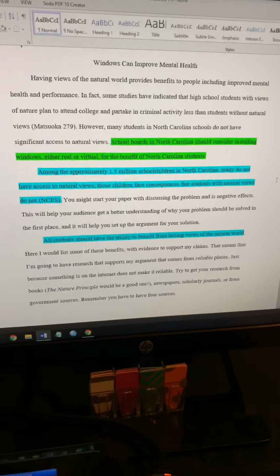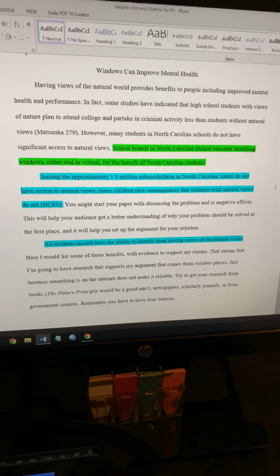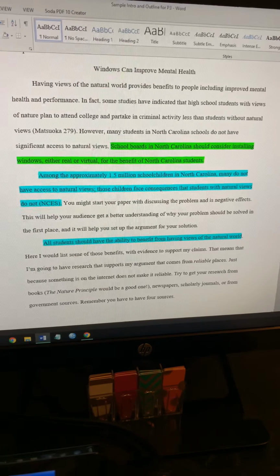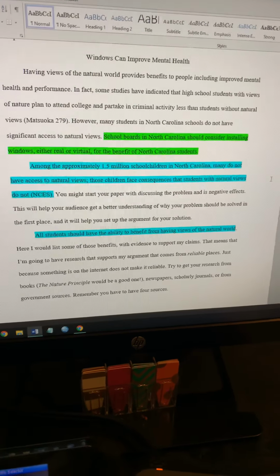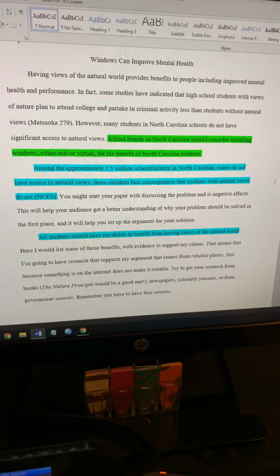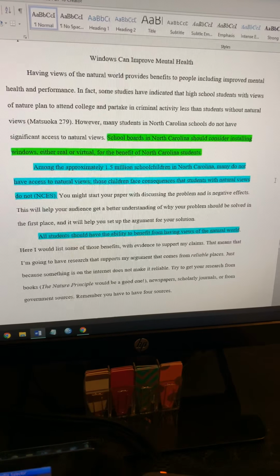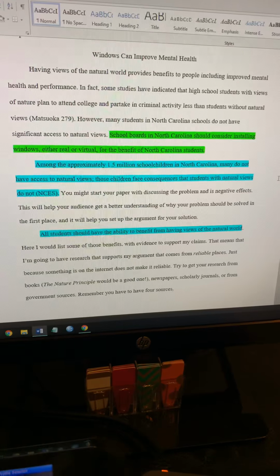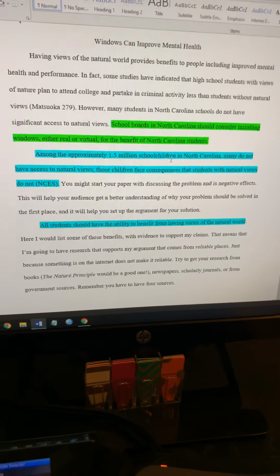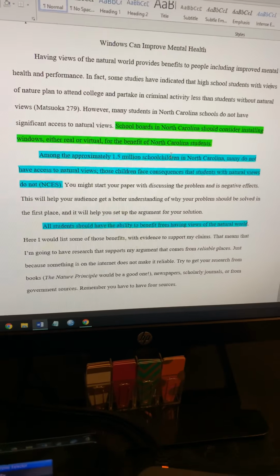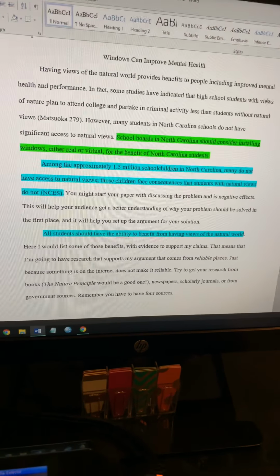All right, and so here's our sample introduction. Having views of the natural world provides benefits to people, including improved mental health and performance. In fact, some studies have indicated that high school students with views of nature plan to attend college and partake in criminal activity less than... that's very poorly worded. It's insane. Okay, don't do that, because I worded that badly.